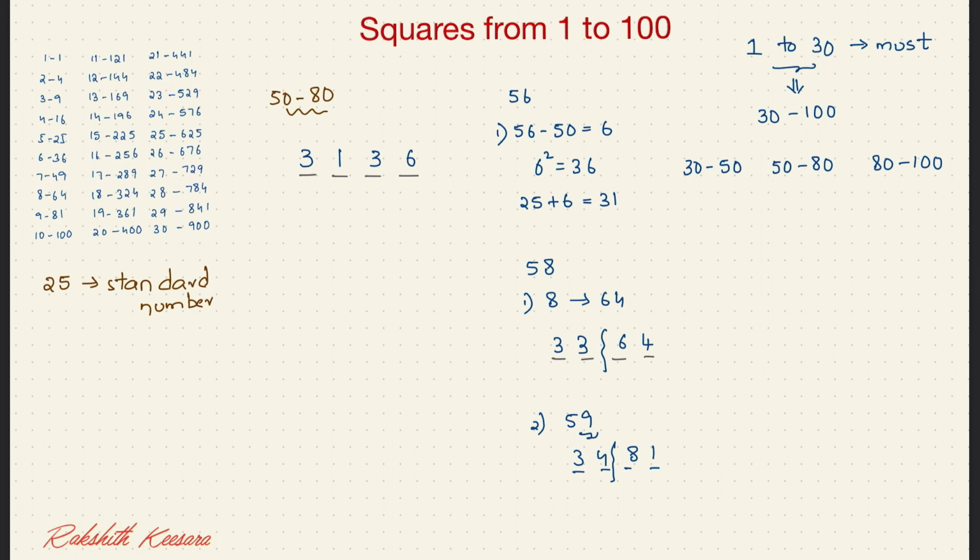Now another example, let me take 64. 64 is greater than 50 by 14, and 14 square is 196. So 96 I will write here and 1 I will take as a carry. Next, 25 plus 14 is 39. 39 plus this carry 1 is 40. So 4096. Whenever there is a carry, you need to add it here.